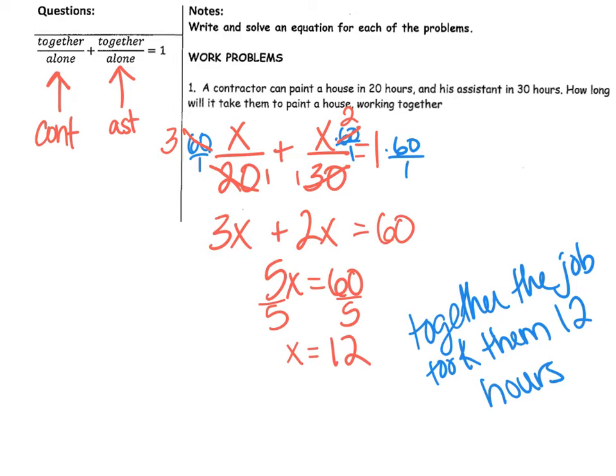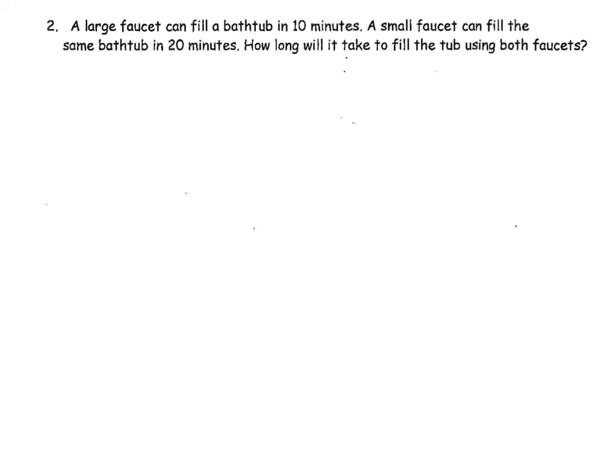Okay, I'm going to move on to the next. A large faucet. This is another work problem. Together over alone plus together over alone equals 1. A large faucet can fill a bathtub in 10 minutes. A small faucet can fill the same bathtub in 20 minutes. Obviously, if they work together, I'm going to get a smaller number.